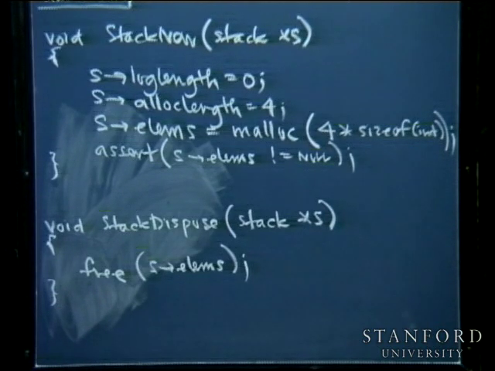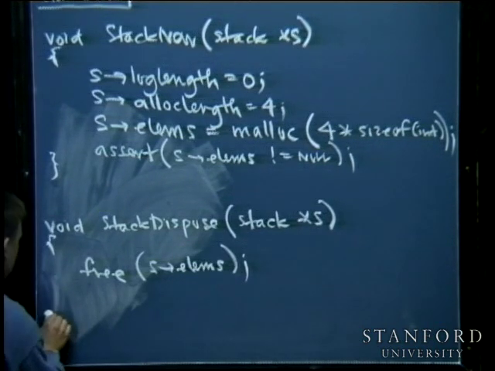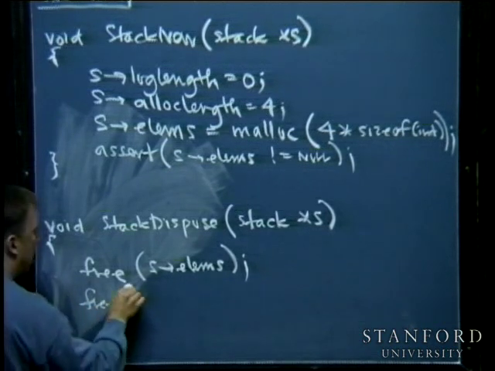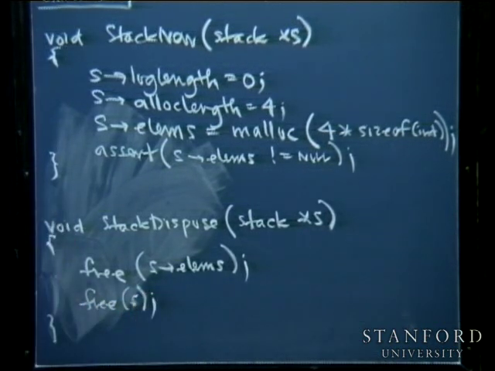Some people question whether or not I should go and actually free S itself. They ask whether or not that should happen. The answer is no. Nowhere during stack new did you actually allocate space for a stack. You assumed that space for the stack had been set aside already and that the address of it had been identified to the stack new function. Does that make sense to people? Okay, so you don't even know that it was dynamically allocated.